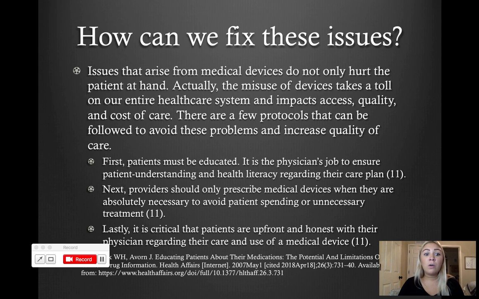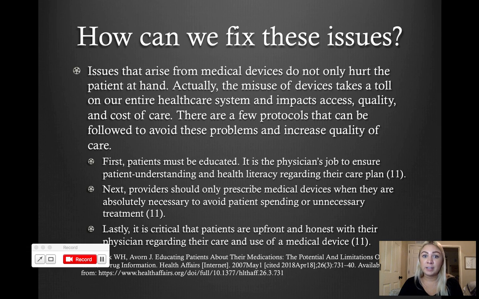First, patients must be educated. That is the biggest thing. When patients aren't using their devices correctly, it's because they are not educated on how to use them. It is the physician's job to ensure that patients understand and that health literacy is there regarding their care plans, so that when they leave the office, they aren't confused on what to do, how to do it, and how many times to do it.